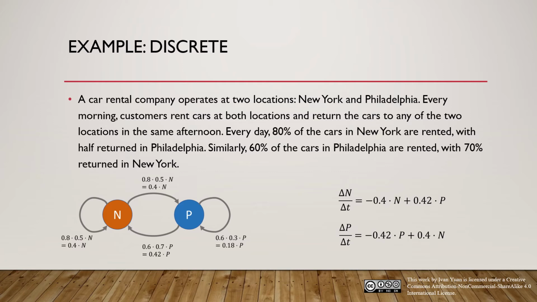And we can realize that if we add these two different equations, the change in the number of cars in New York plus the change in the number of cars in Philadelphia in a certain day is 0, because we do not have new cars entering the system.